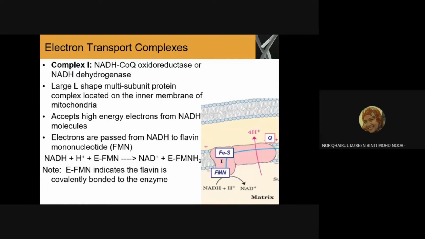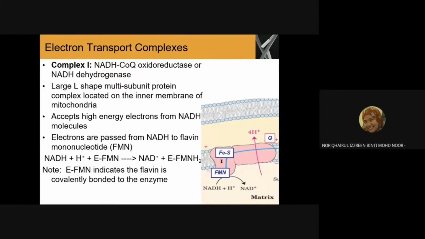So the acceptor group is found on the vertical component of complex 1. So the enzyme groups are at the vertical one, not on the horizontal parts of the enzyme. Okay, they are embedded on the vertical component of complex 1, what we call FMN. So this FMN is then reduced into the FMNH2 form.